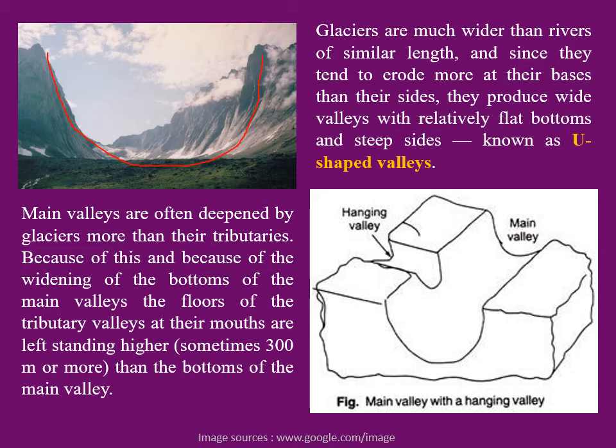And because of the differential erosional capacity between the main valley glacier and the tributary valley glacier, it appears that these tributary valleys are hanging over the main valley. So this type of feature is known as a hanging valley.